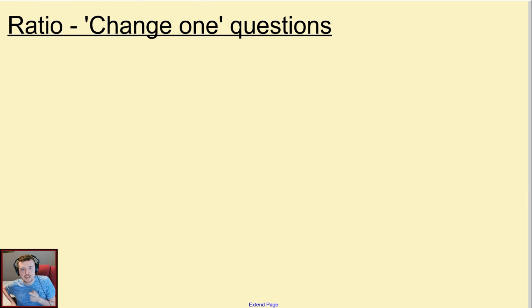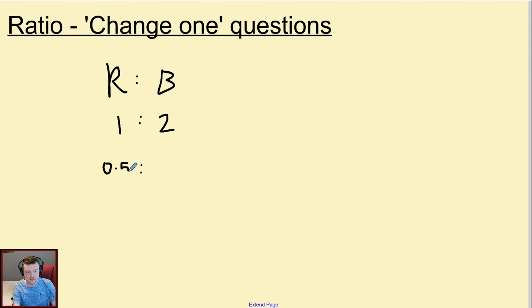This is what's called a change 1 question. So usually you've got 1 or 2 or 3 different elements and one of them is going to change. So let's say we've got, I don't know, let's do red and blue paint because that's a classic one. And the ratio is 1 to 2. Okay, just to keep it nice and simple. We don't talk about a total. They say that they only have half of a tin of red paint. Okay, and I want to work out how many tins of blue paint I should use.